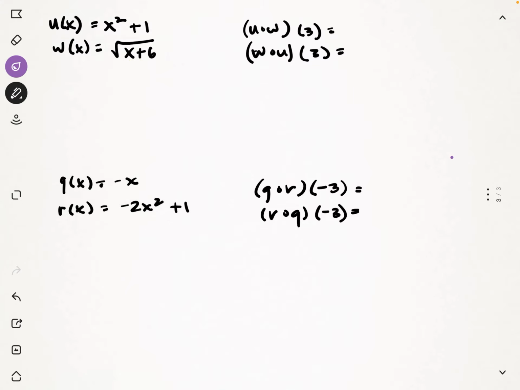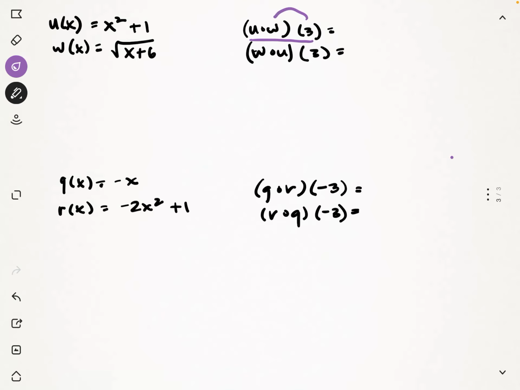Okay, let's switch colors again. Now we're using purple. So u of x is equal to x squared plus 1. w of x is equal to square root of x plus 6. All right, so it's asking us to do u composed of w of 3. And notice they're using the different form here. The inside would be the w of 3, so we're going to do that first.